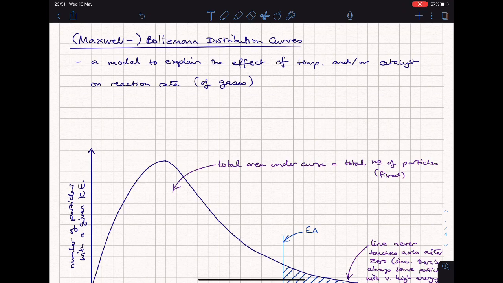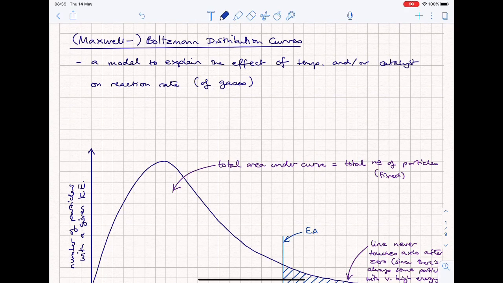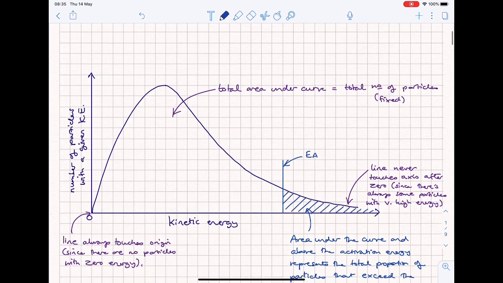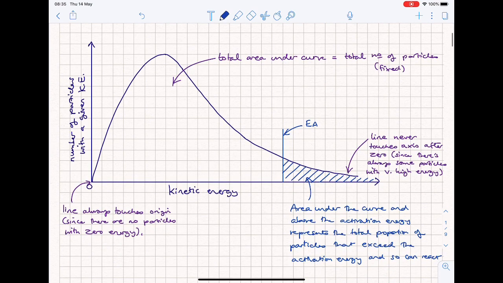If you don't do A-level maths, don't worry. All you need to do for A-level chemistry is sketch these curves, label them correctly, and try to understand what the parts of the curves represent, and then use them to explain the effects of catalysts and temperature on the rate of reaction. So let's look at one of these curves.